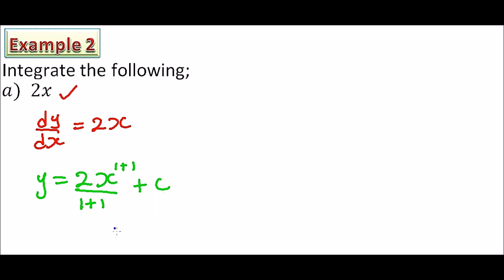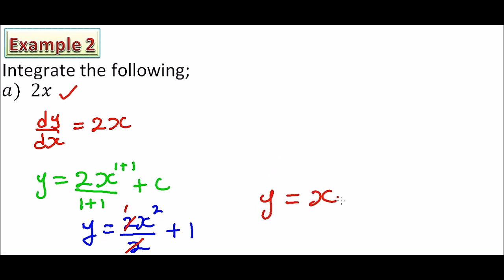This means that our y is equal to 2x, 1 plus 1 is 2, so it is x squared divided by 2 plus c. So we can divide 2 by 2, we get 1. So we are left with y is equal to x squared plus c, not 1, x squared plus c. So that is a function which was differentiated to get 2x. So that's how you integrate.